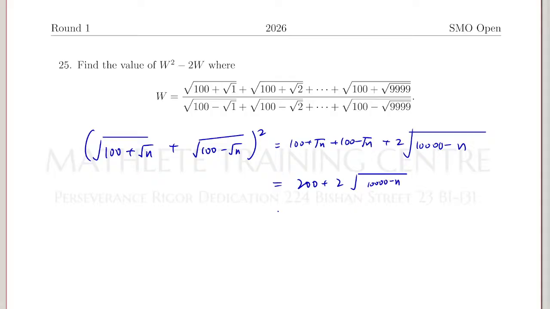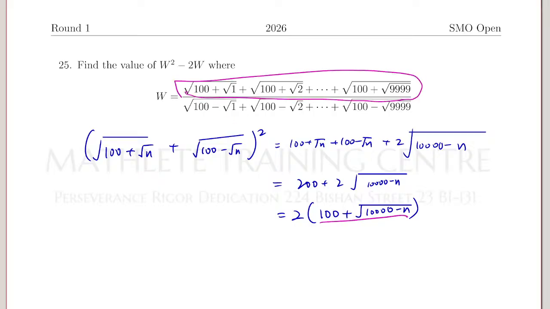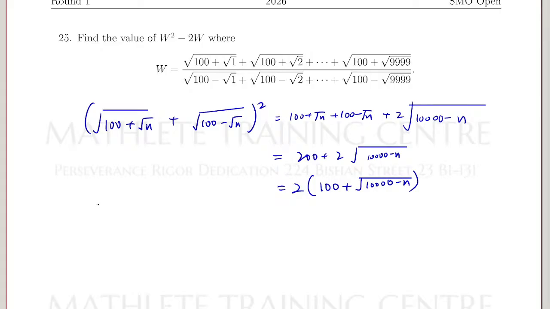Okay. Now let me mention something. If I take out the 2 here, you should notice that this looks suspiciously familiar, because this is, in fact, how these terms look from n equals 1 to n equals 9999. It's just in the reverse order. So when I take the square root on both sides, we have this guy plus this guy equals the square root of that, root 2 times this guy.